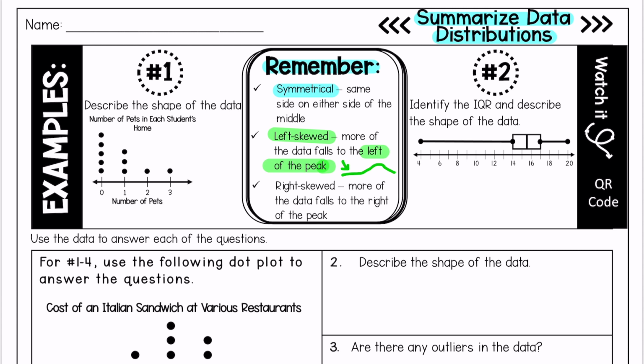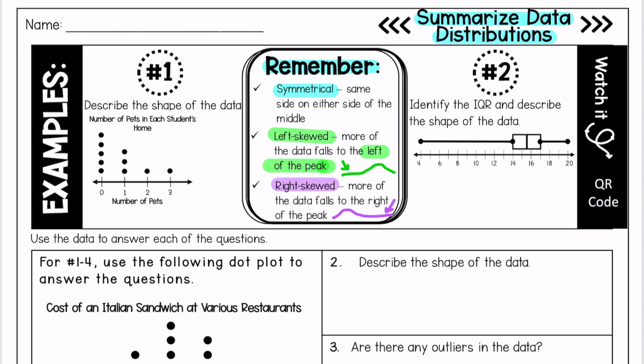The third way that you can talk about data distributions is right skewed, which means that more of the data falls to the right of the peak. So that would look like the opposite of left skewed. There'd be a peak and then it would trail off to the right side, and that's why we call it right skewed. So you're really looking for where it trails off.